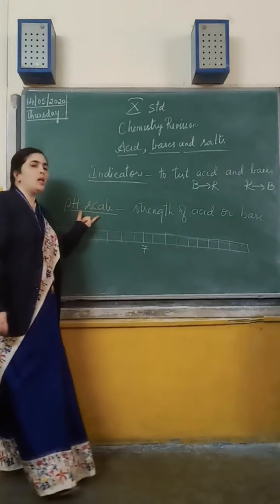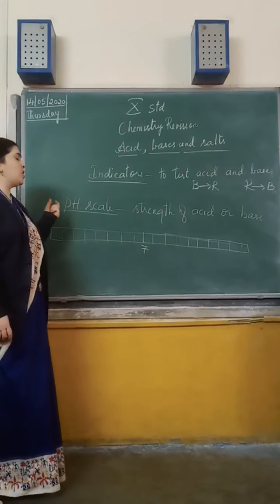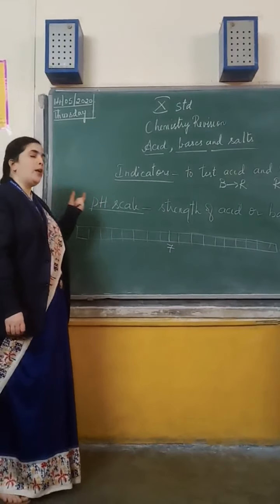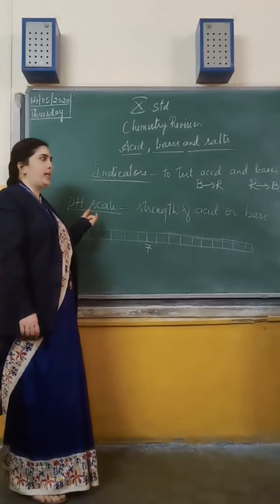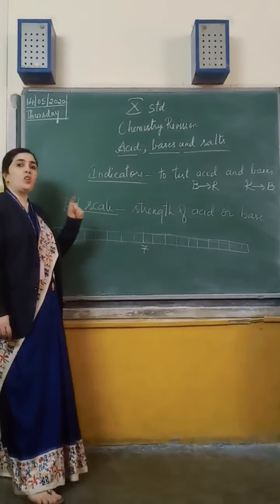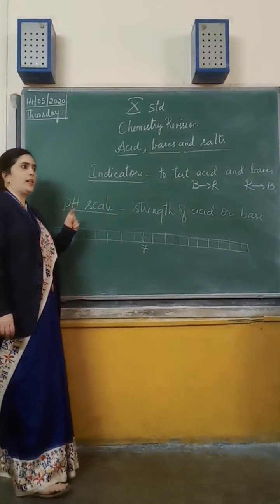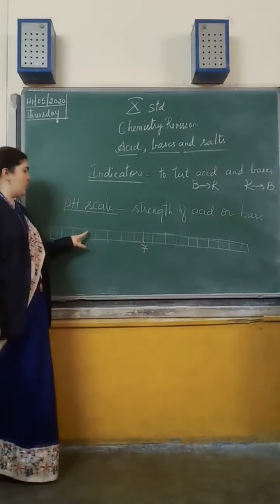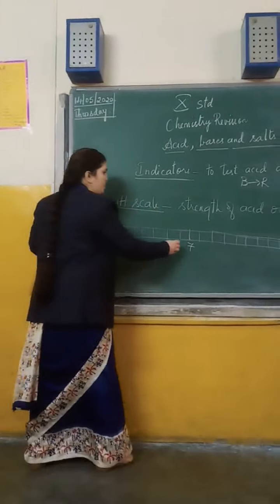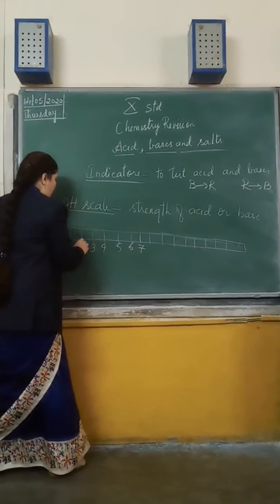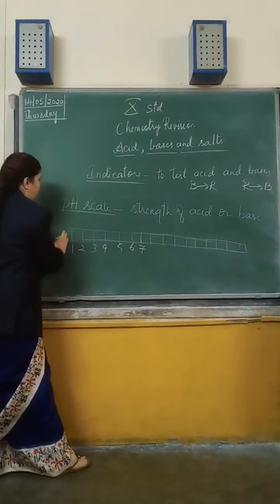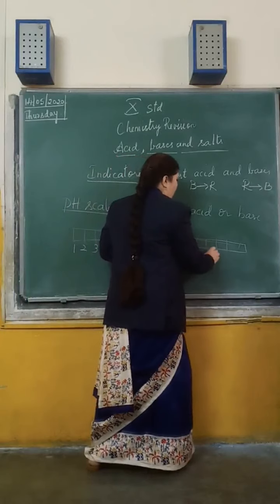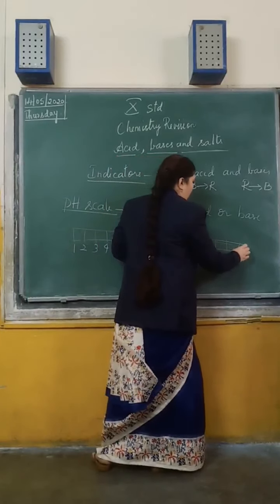For this you use a universal indicator, that is the pH paper. That is also an indicator. You dip the pH paper in the solution and it changes color. It gives different shades of pink, or different shades of green or blue. You match that color with this pH scale. Here 5, 4, 3, 2, 1, and on the other side 8, 9, 10, 11, 12, 13, 14.